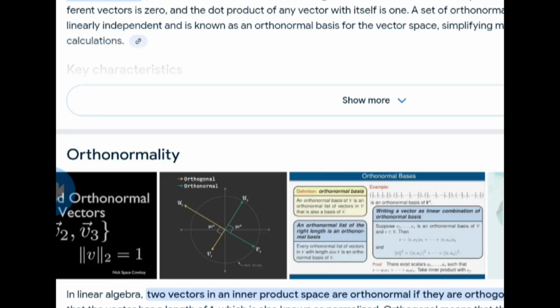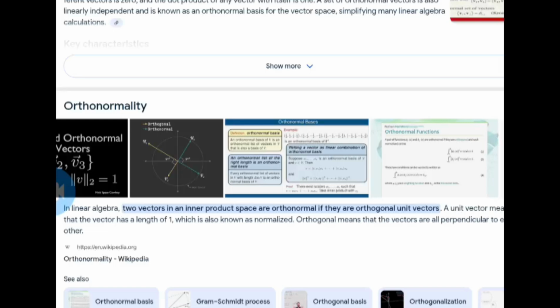Perpendicular is very simple. It needs to be at 90 degrees with an adjacent vector or figure. Normalized is something that we're going to get into the explanation of. Each vector is a unit vector with a length of 1.